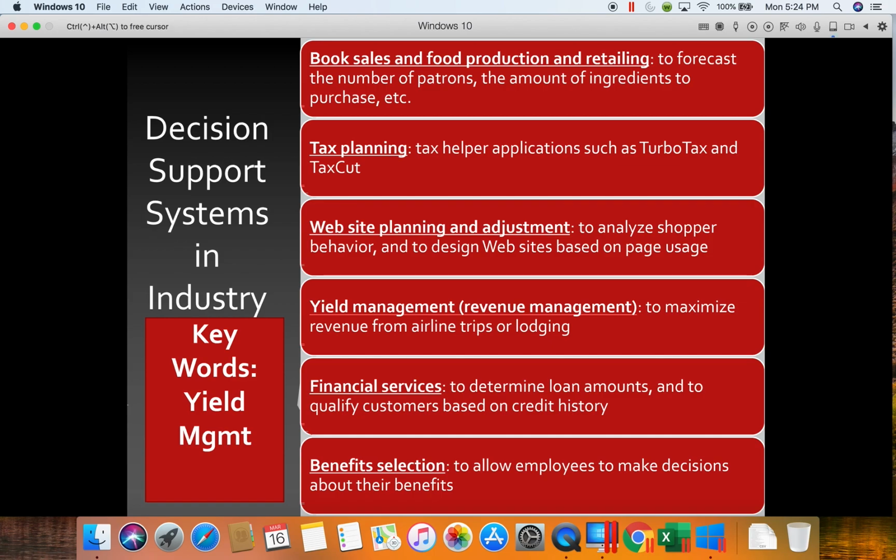Yield management or revenue management is a product that helps us maximize the revenue from certain industries. For example, the airline. How do I maximize the revenue for an airline trip? It often results in price discrimination, which is legal and common practice in the airline industries. You may pay a different price depending on how far in advance you purchase that ticket.